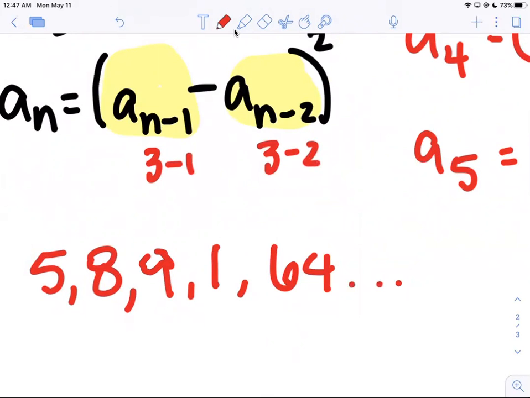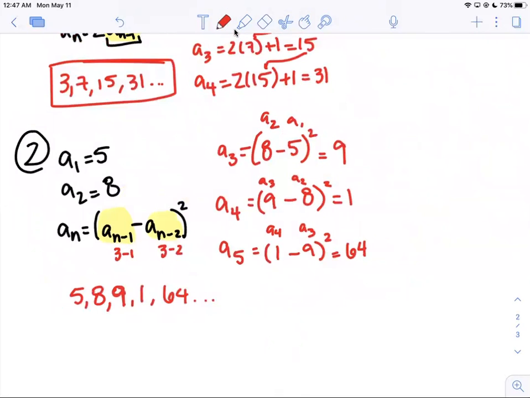So it's a funky sequence, but it's still a sequence. I followed the rules. 5, 8, 9, 1, 64.